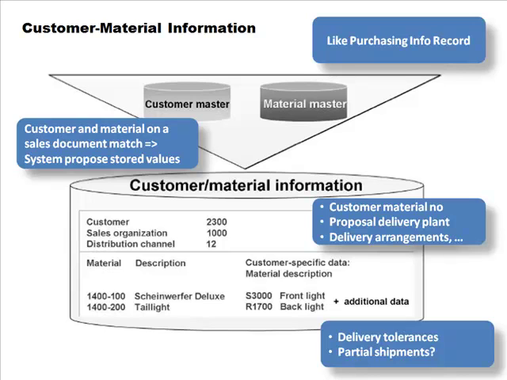Okay, and the way in which a system will determine this is when you're creating a sales order. You mention a certain customer and a certain material. The system can then check, is there a customer material info record for this combination? If so, it's going to pull up that information. If not, of course, there's nothing to be pulled up.